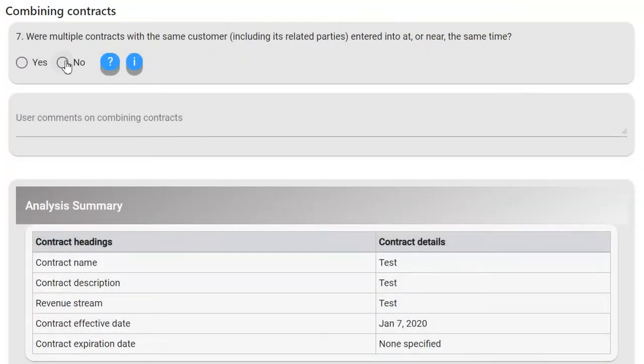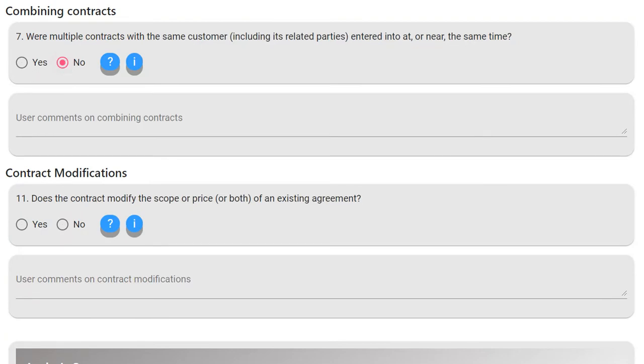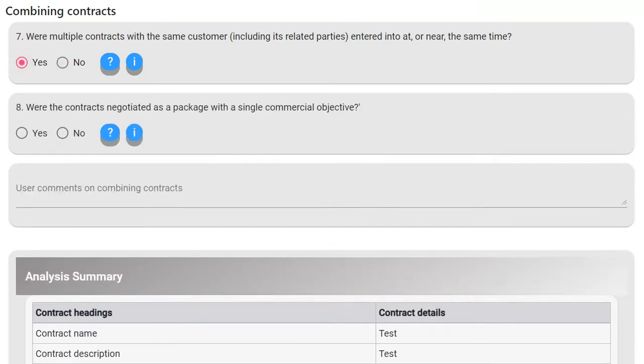So if you say no to this question, then you're taken to the next video or the next aspect of the revenue standards, which focuses on contract modifications. But if you say yes, that there were multiple agreements entered into at or near the same time, now you're asked a series of questions here to determine if they are required to be combined under the revenue standard.